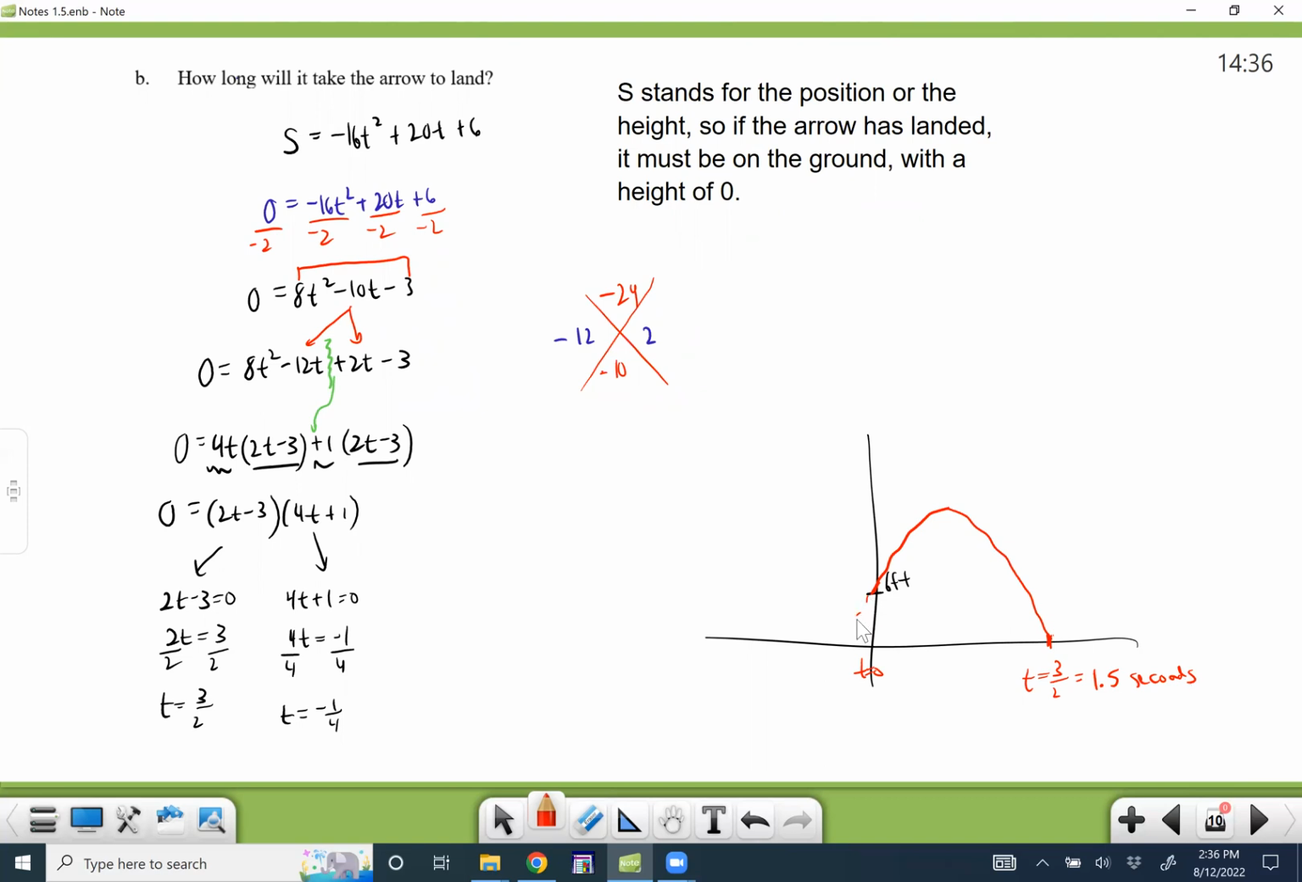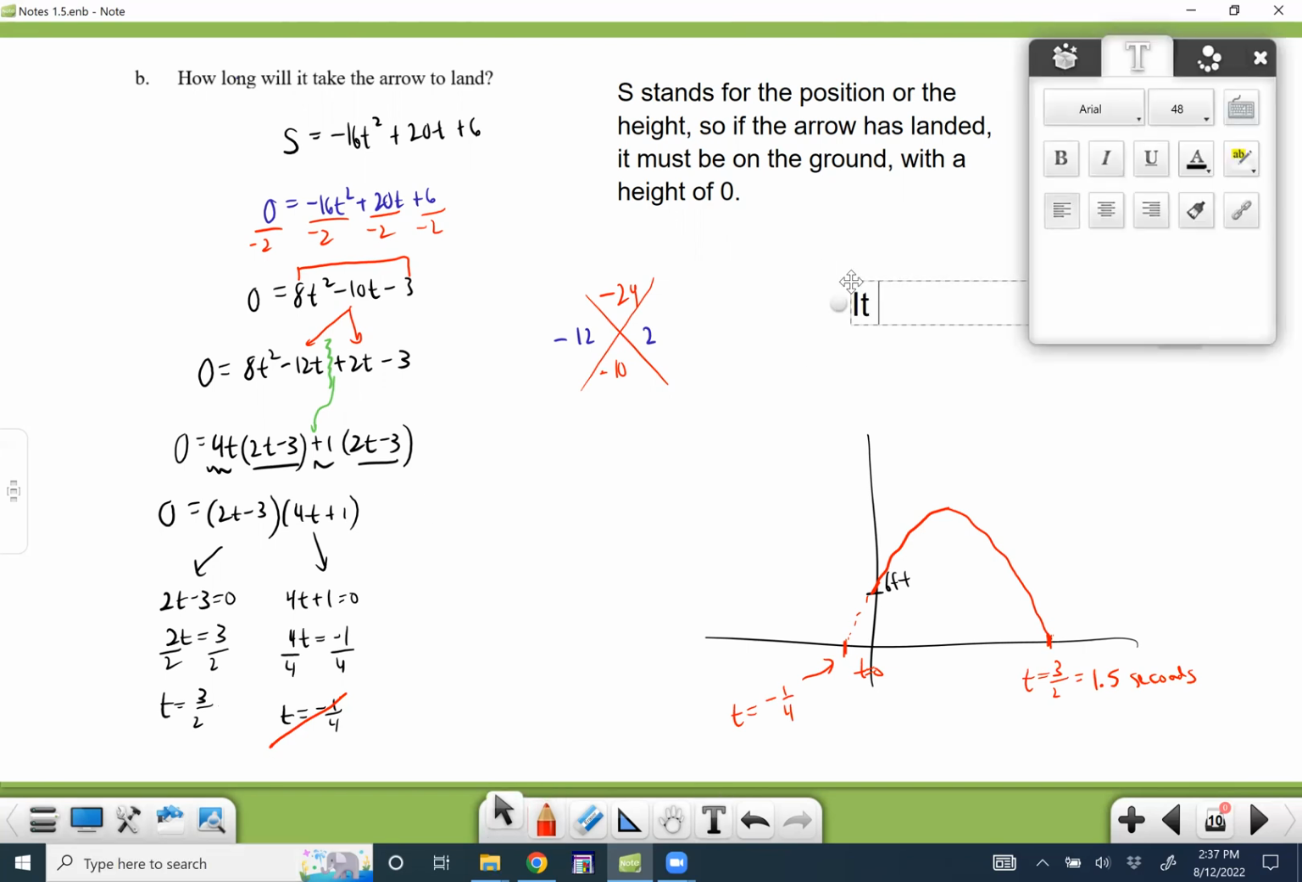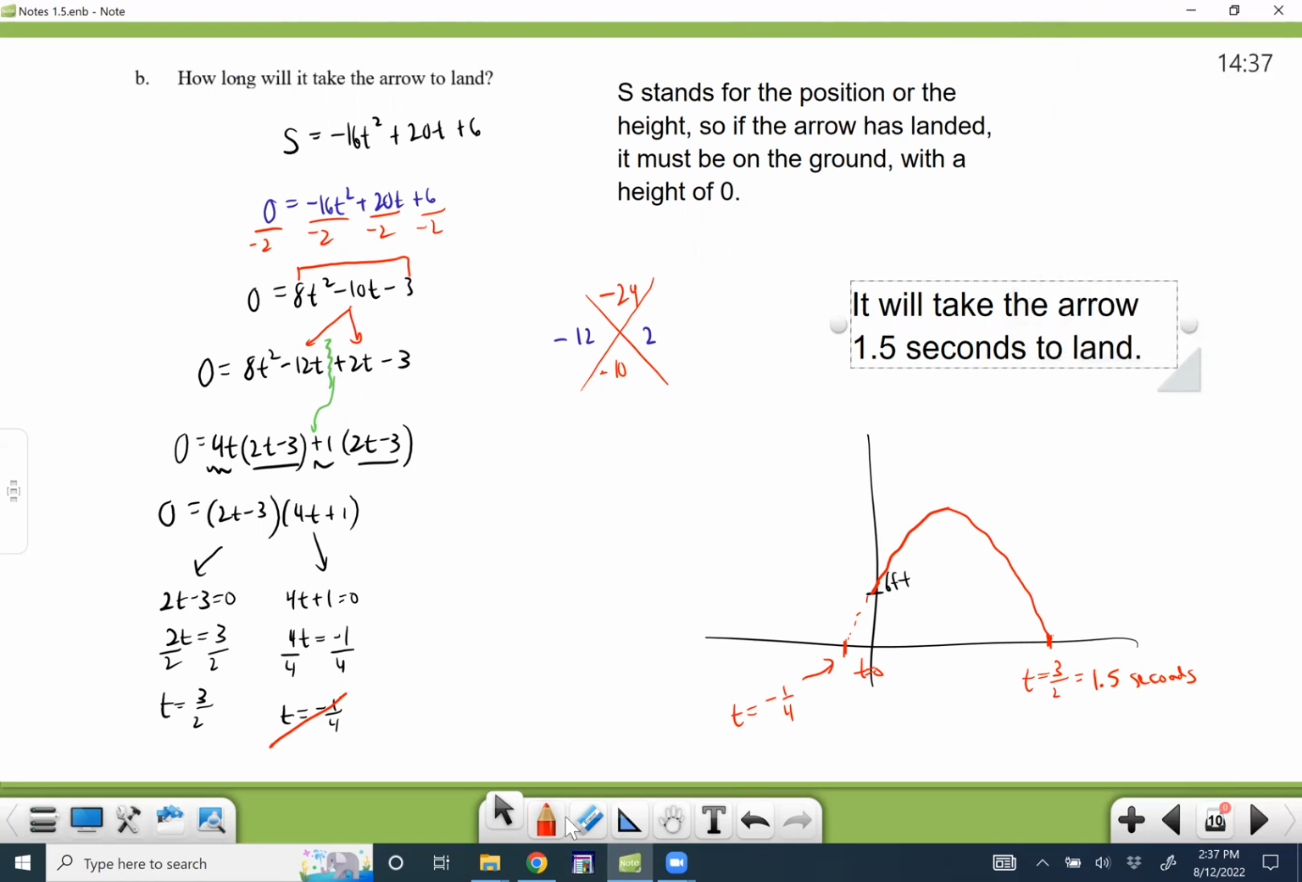It's giving us -1/4. It's giving us -0.25 because it's thinking about the whole parabola, right? So it's giving us this extra solution because it's thinking about this entire parabola, you guys. It doesn't know what our story is, right? It doesn't know that that part isn't really part of our story. So we have to cross that off and just take t equals 3/2. So how long will it take the arrow to land? We'll say it will take the arrow 1.5 seconds to land. All right. Box that so we know where our answer is.